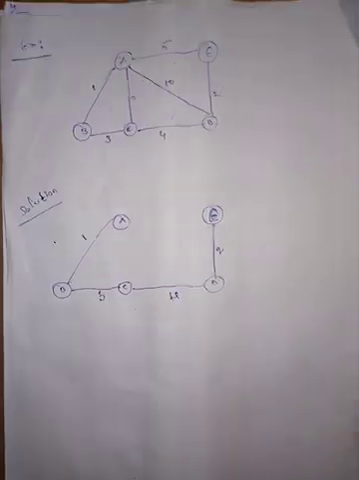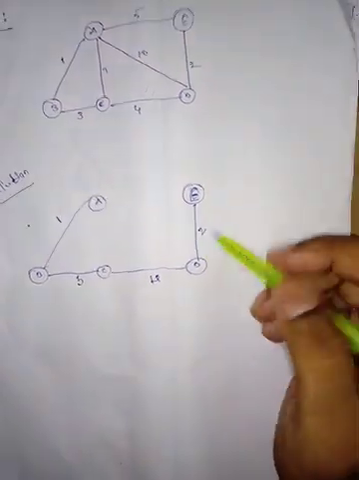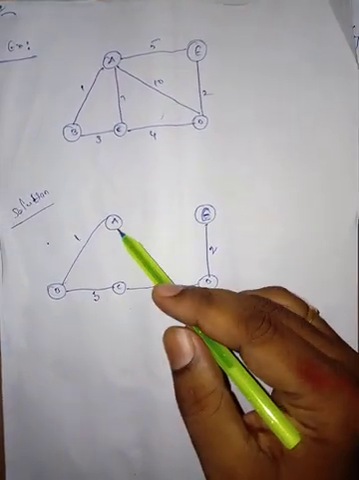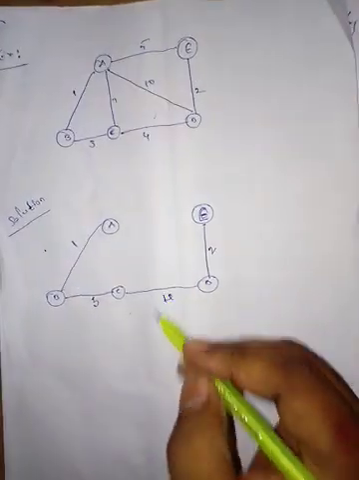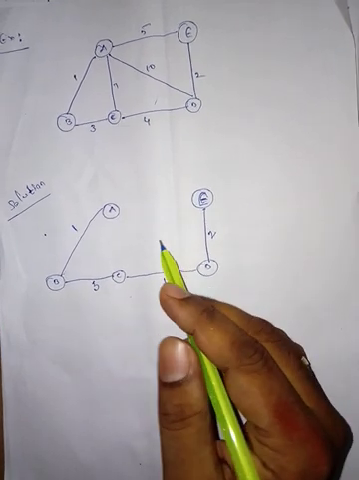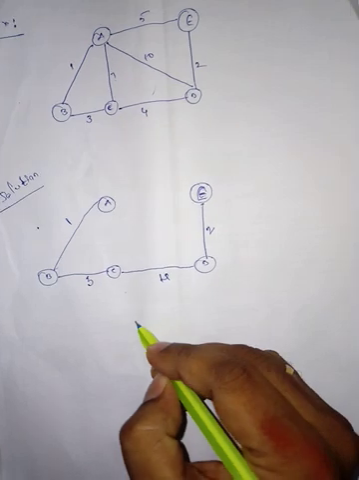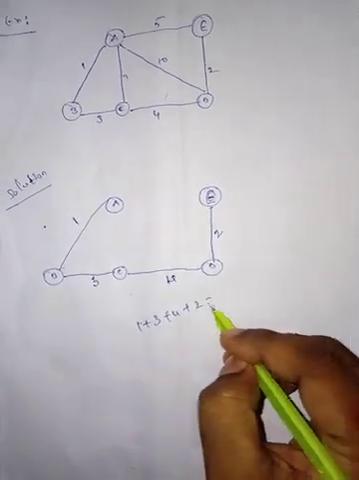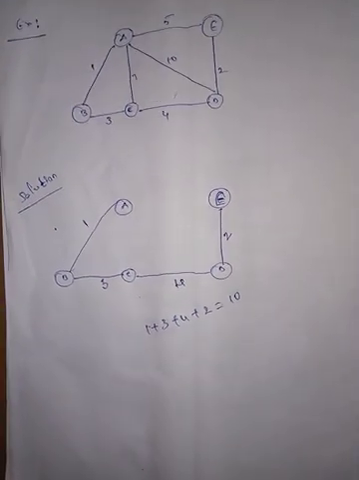Our step 3 is to repeat step 2 until we collect all the vertices. In our spanning tree, I have connected all the vertices. So this procedure stops here, and this is the minimum cost spanning tree. For this spanning tree, the cost is 1 plus 3 plus 4 plus 2 equals 10. This is the minimum cost spanning tree for the given graph.